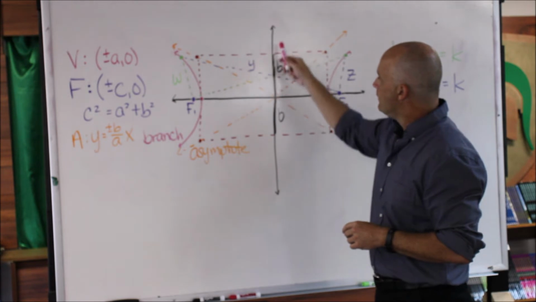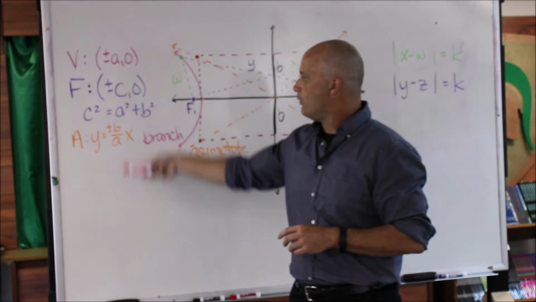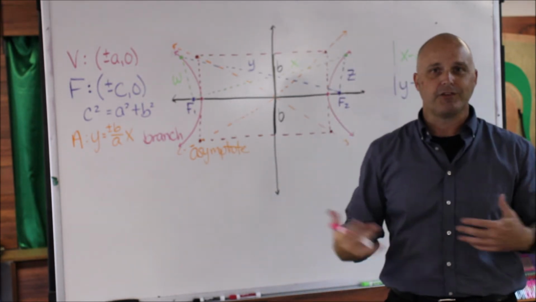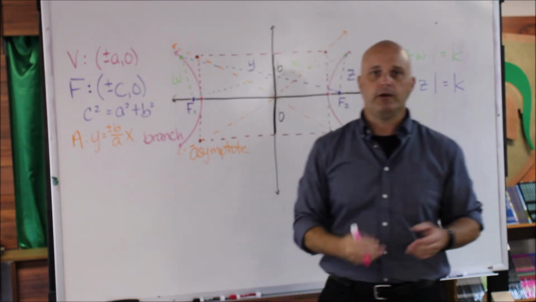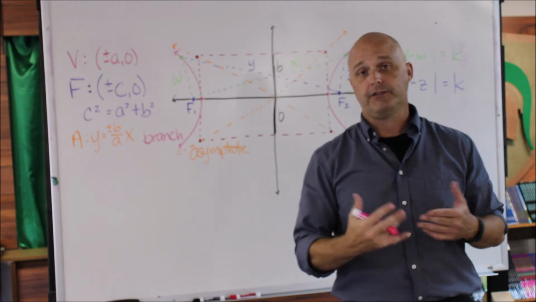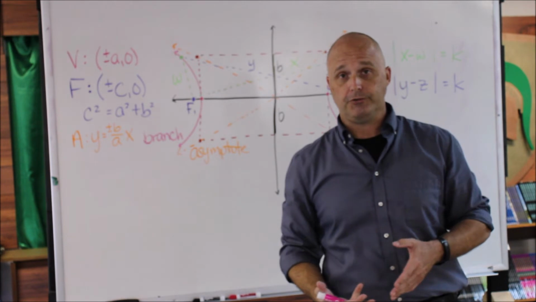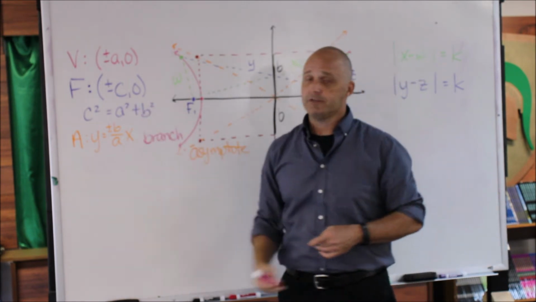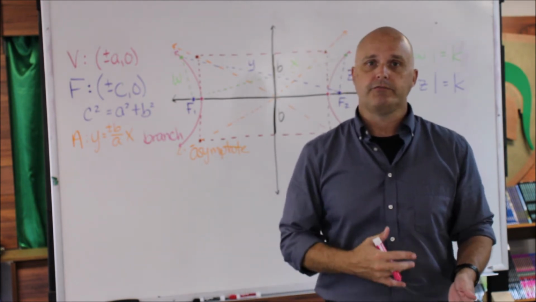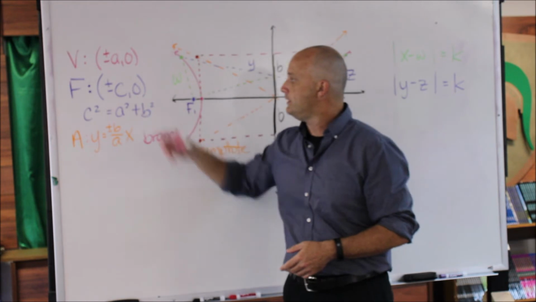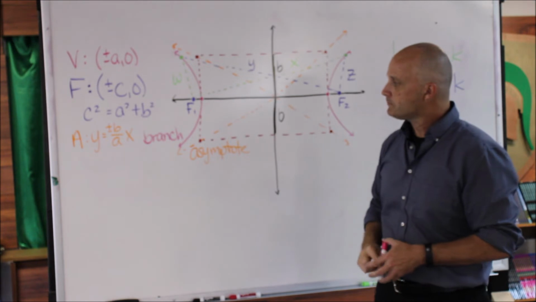Now, what we've got here is the value b. And we're going to use that value b when we're working out some things in later problems. Going back to the vertex, it is going to be the point plus or minus a, 0 if it's a horizontal hyperbola, and 0, plus or minus a if it's a vertical hyperbola. The focus is going to be plus or minus c, 0, again for a horizontal hyperbola. And if we've got a vertical hyperbola, it's going to be 0, plus or minus c. And this is always going to be when c squared is equal to a squared plus b squared.